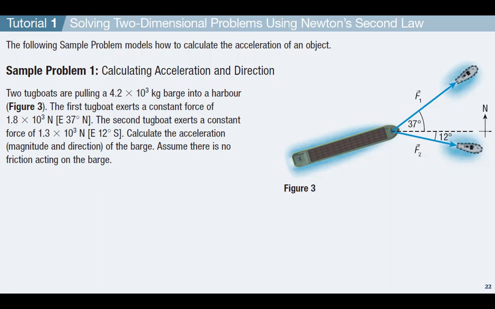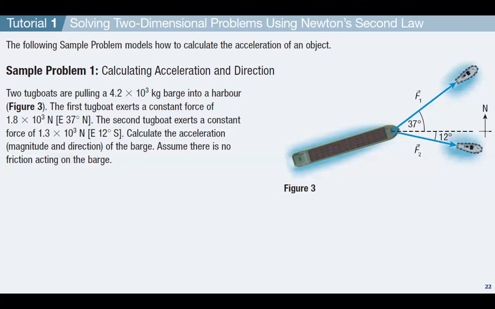So we have two tugboats here, which are pulling a 4.2 times 10 to the power of 3 kilograms barge into a harbor, as shown here in figure 3. The first tugboat exerts a constant force of 1.8 times 10 raised to the power of 3 newtons. Direction is 37 degrees north of east. The second tugboat exerts a constant force of 1.3 times 10 raised to the power of 3 newtons, and the direction is 12 degrees south of east.